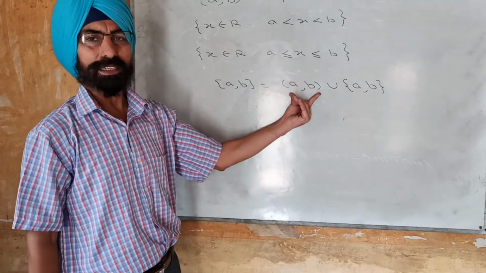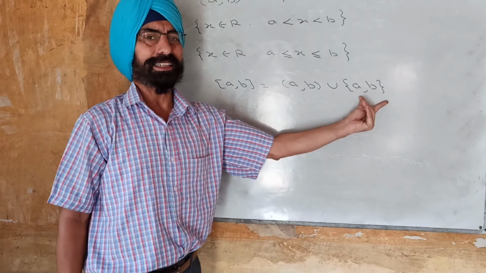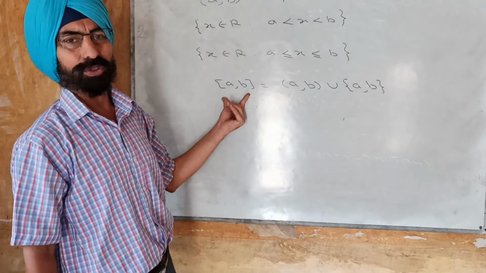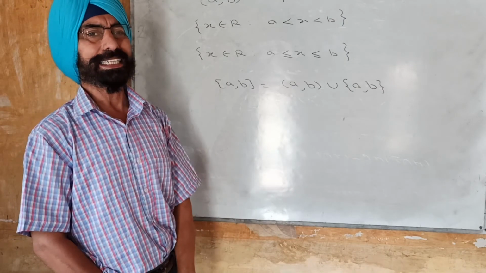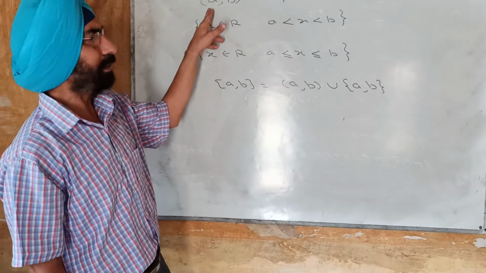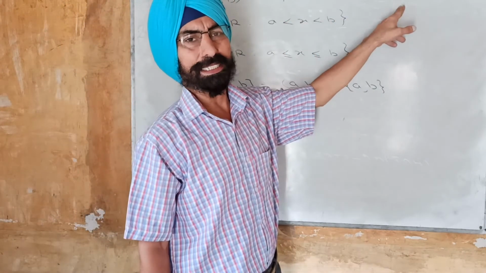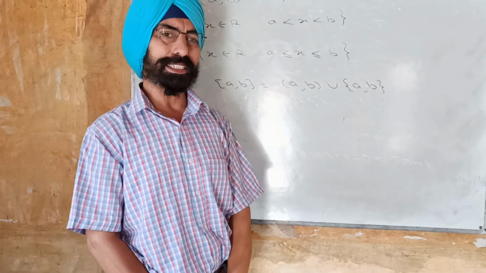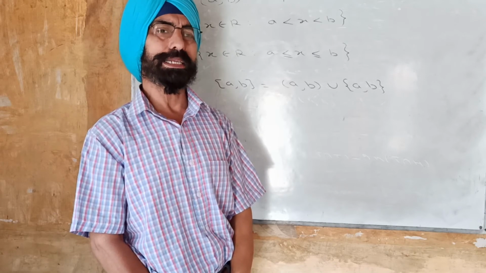Here A and B were not included. So the union with the set containing 2 elements A and B will become the closed interval AB. So this is the basic difference between these 3 sets: open interval AB, A and B within curly braces, and closed interval AB. So here I am stopping this video. The first chapter, that is set theory, is completed.